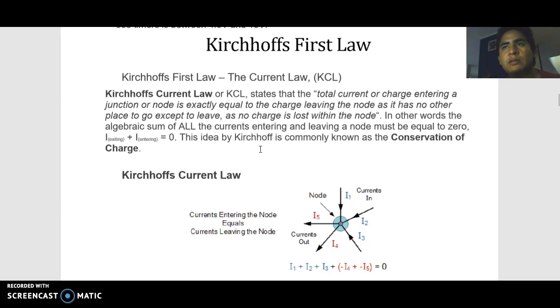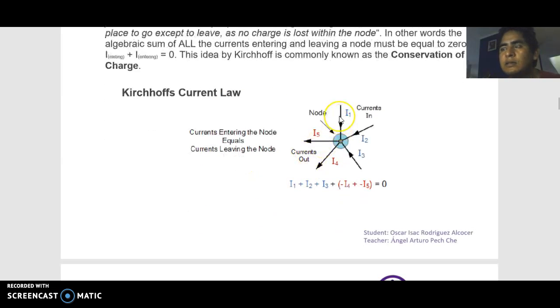On the other hand, it's very important to understand Kirchhoff's laws, because we have two laws. The first is Kirchhoff's current law, and it's very simple: the total current entering a node is exactly equal to 0. You can see in this image different currents at this kind of point, and when you add the currents, the sum is equal to 0.